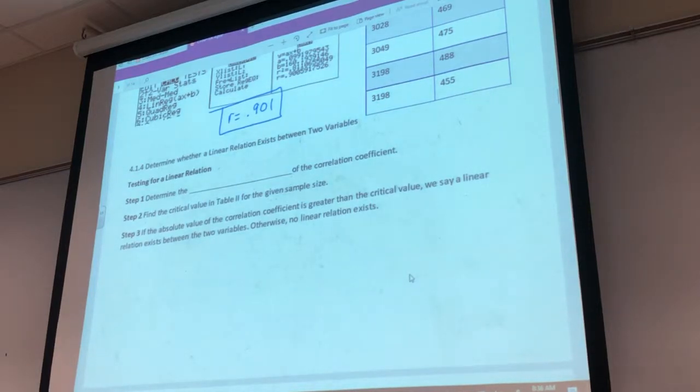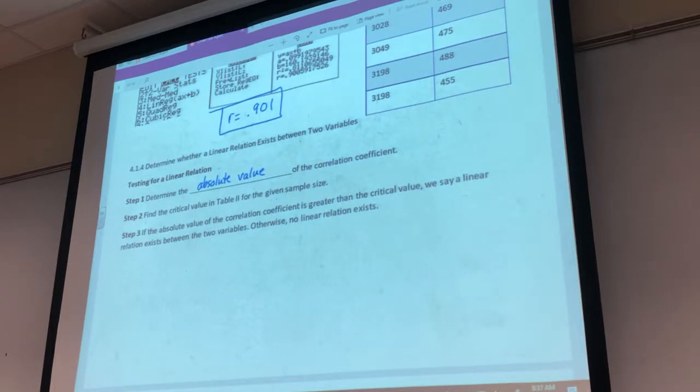So for this one, the first thing we're going to do is figure out the absolute value of the correlation coefficient. I think we do an example of this later where we have a negative R. It's okay if it's over here, it's okay if it's over here, we just don't want anything close to 0. So we're just going to look at the absolute value. If it's negative, just drop the negative when you're doing this part to compare it.